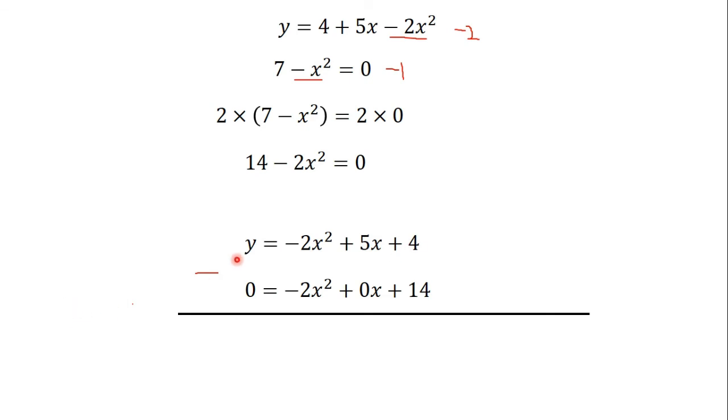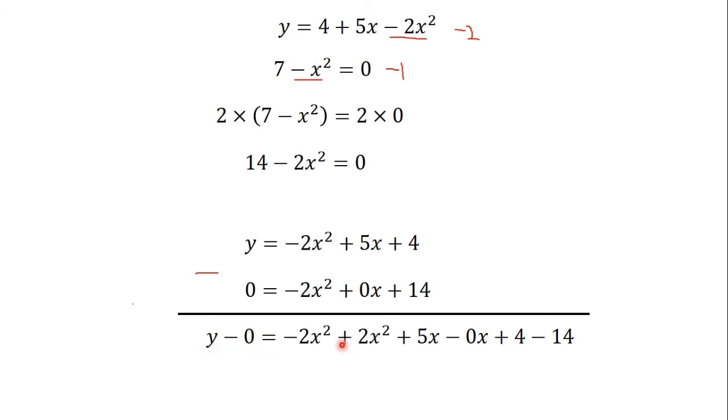Okay, let's start. We will have y minus 0, and this will be equal to minus 2x squared minus 2x squared, and that will give us plus 2x squared. Then you have 5x minus 0x. Then you have 4 minus 14.